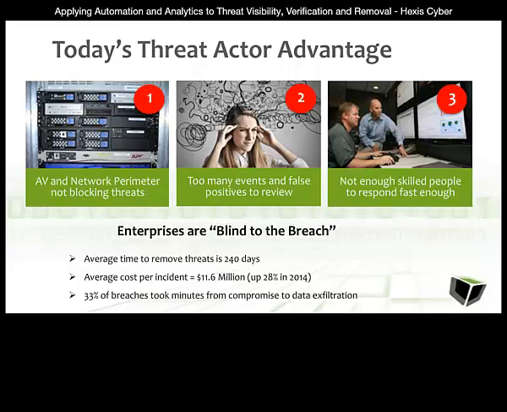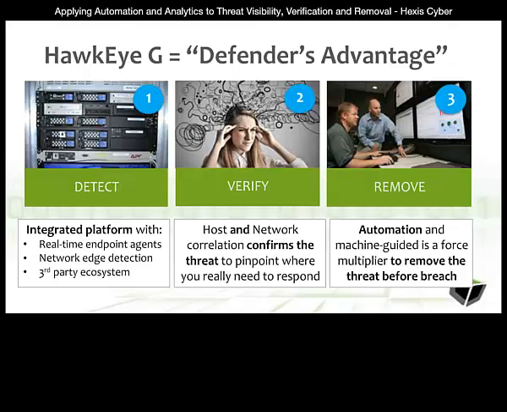So what we've done at Hexis Cyber Solutions and HawkEye G is create a platform to give you a defender's advantage. On the detection side, our end-to-end platform has real-time endpoint agents that run on the endpoint. We do network edge detection to look for outbound command and control systems. We've also opened up to a third-party ecosystem, not only bringing in threat alerts, but also sending out our indicators of compromise, our indicators of activity, and our incidents into your security event monitoring system.